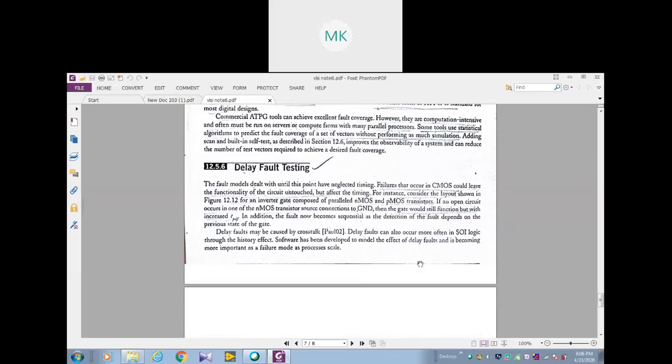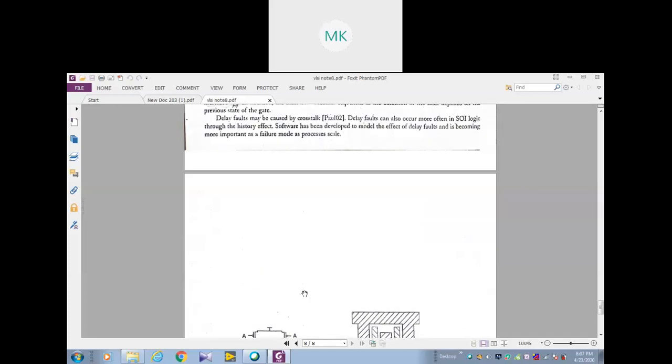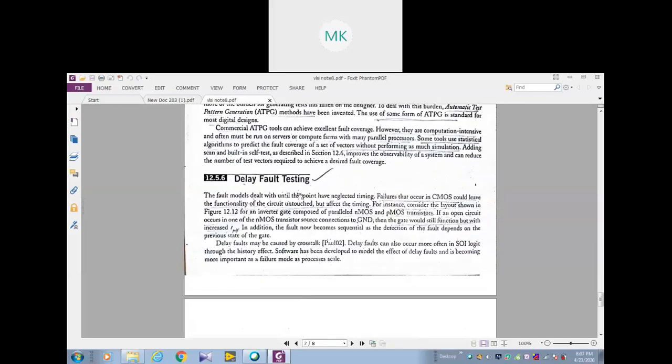Next is delay fault testing. What is delay fault testing? This one is very simple. If you compare these two circuits, they are almost the same. The only difference is that here it is open circuited. This one is a fault, but you still get the same output with some delay. Here you are getting a little more delay. Outputs are the same, but you get a delay. That is called delay fault testing: testing the delay, testing the fault because of this type of error.